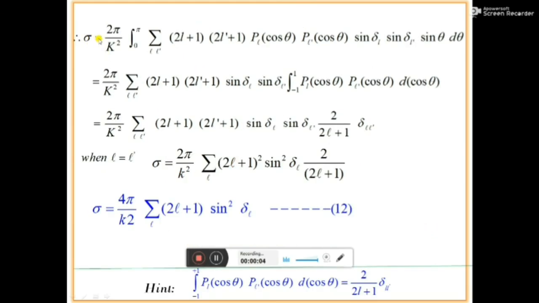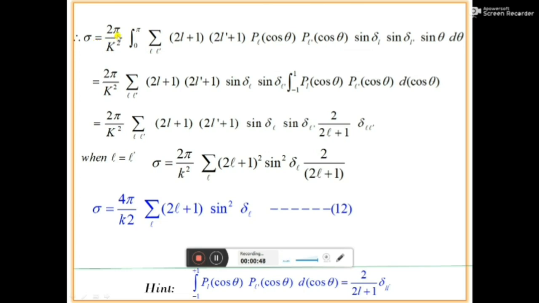We know that sigma is equal to 2 pi by k square, integral over the limits 0 to pi, f of theta the whole square, sin theta d theta. Here we are substituting for f of theta the whole square. Mod f of theta the whole square is nothing but f of theta into f of theta. One f of theta is in terms of L. For another f of theta we are writing in terms of L prime.